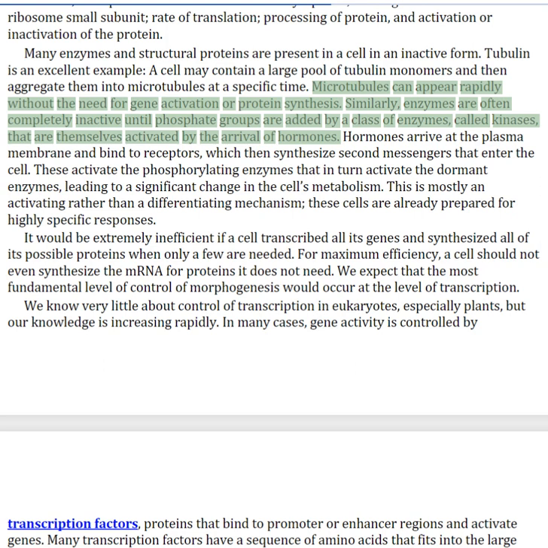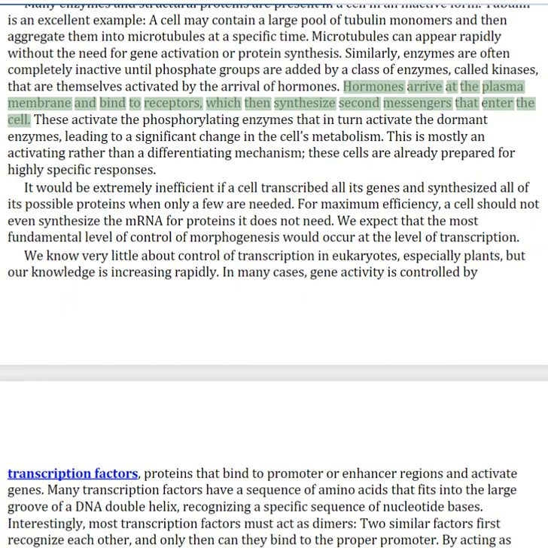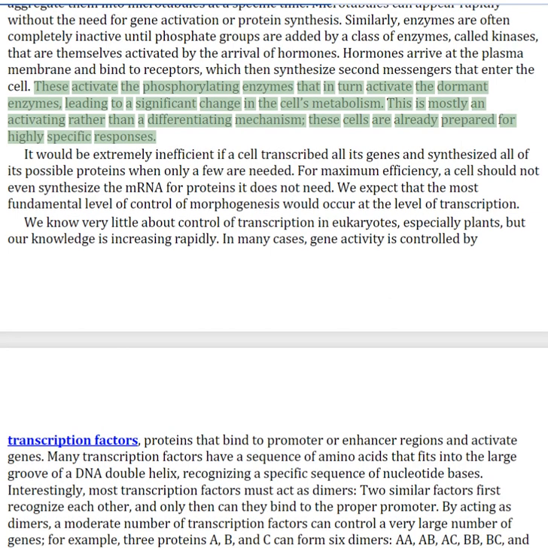Similarly, enzymes are often completely inactive until phosphate groups are added by a class of enzymes, called kinases, that are themselves activated by the arrival of hormones. Hormones arrive at the plasma membrane and bind to receptors, which then synthesize second messengers that enter the cell. These activate the phosphorylating enzymes that in turn activate the dormant enzymes, leading to a significant change in the cell's metabolism. This is mostly an activating rather than a differentiating mechanism. These cells are already prepared for highly specific responses.